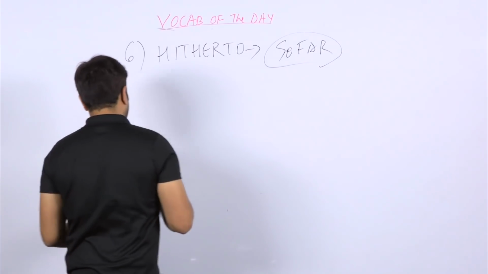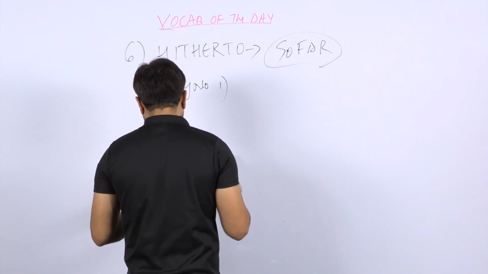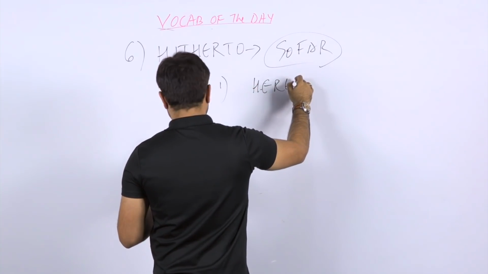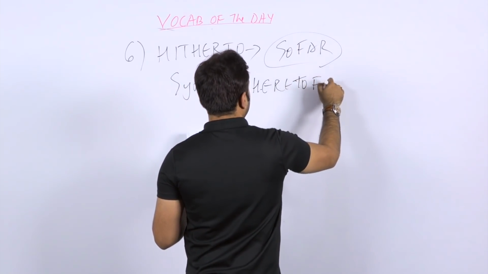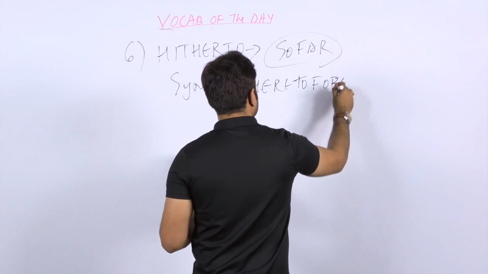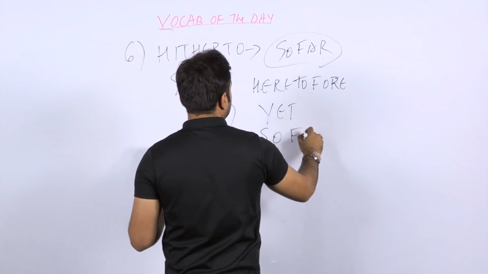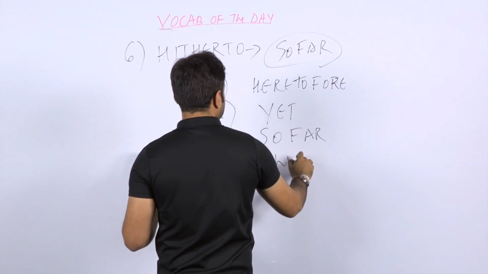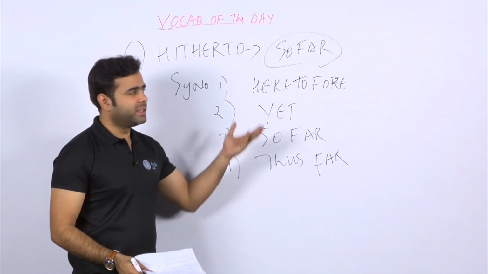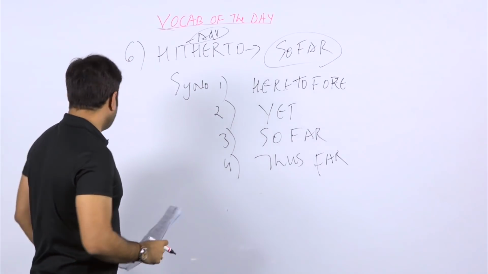In the case of synonyms, the first word is heretofore. Second word which I have taken is yet. Third word is so far. Fourth word is thus far. There is no antonym for this particular word, because obviously this word is used as an adverb in the sentence. This can be used as an adverb as a part of speech. Just take it down.